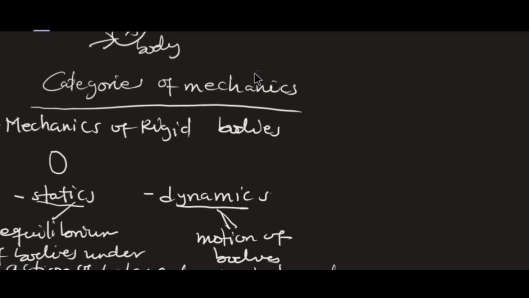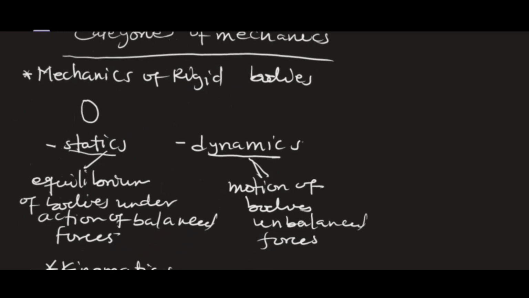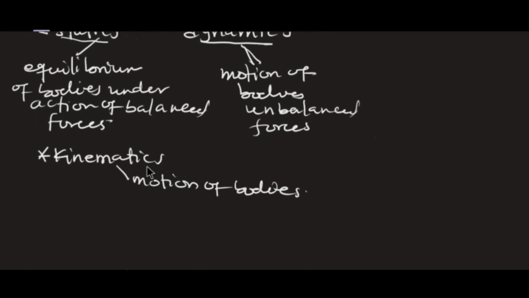Under categories of mechanics, we have what we call the mechanics of rigid bodies. We also have two main categories under this, which are statics and dynamics. Under dynamics, we have kinematics, which is the motion of bodies. So when you hear of motion, then you are dealing with dynamics. But the motion has two parts. A part where we consider the motion without the forces in play, and that is what we call kinematics.